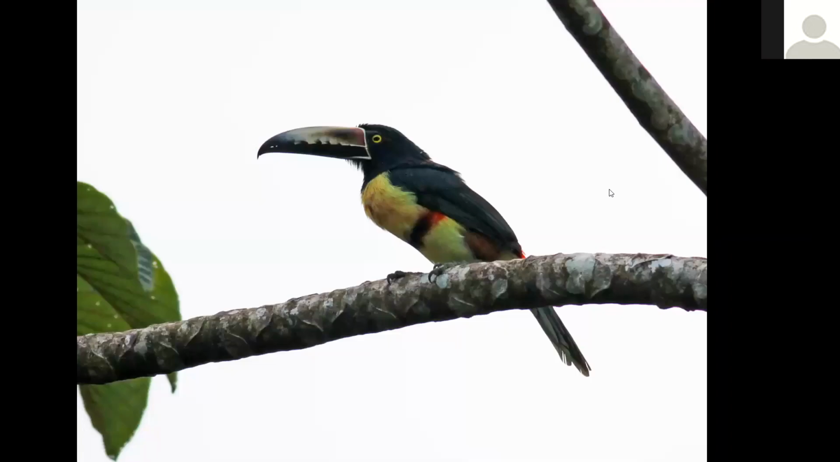Then you get to the smaller toucans, or what are called aracaris. And the Greek word is Pteroglossus, which means feathered tongue. So aracaris, like toucans, have a feathered tongue. That's how they've evolved. But there are several species of aracari. So this is a collared aracari from Central America.